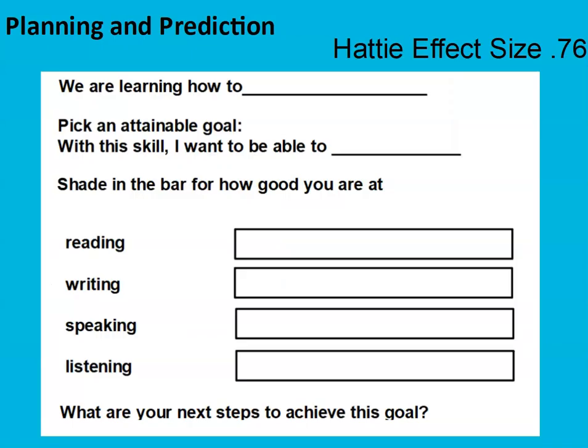Planning and prediction, that has a Hattie effect size of 0.76. Again, this is solidly in the wheelhouse of game-based and project-based and action-oriented approach. Students are definitely planning their next move, and they're predicting, if I do this, then this will happen.